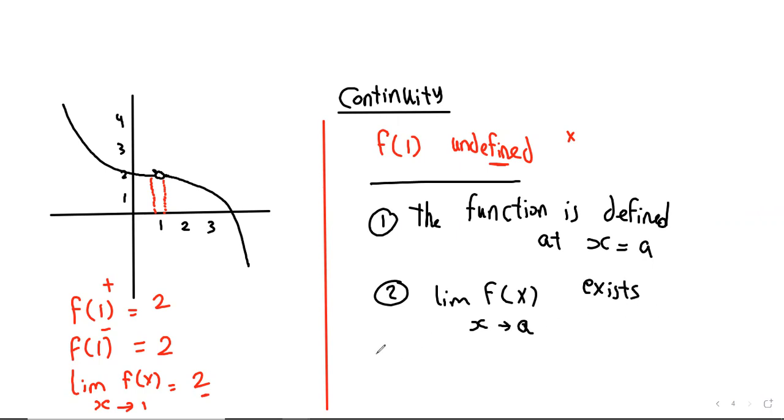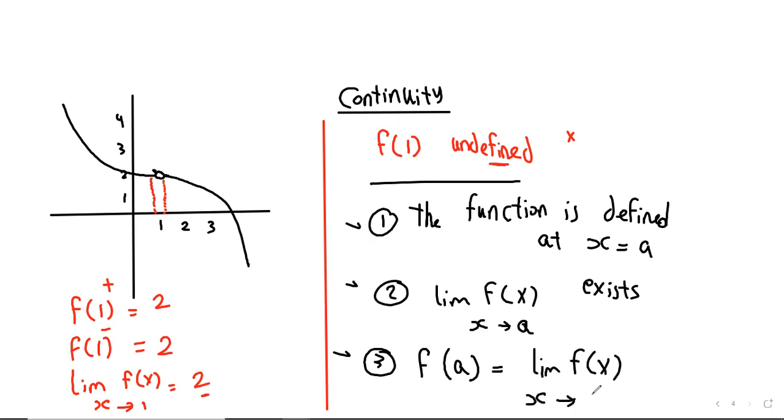And the third condition, we have 3 conditions, 1, 2, 3. The third condition: f of a is the same as the limit of f of x when x tends to a.